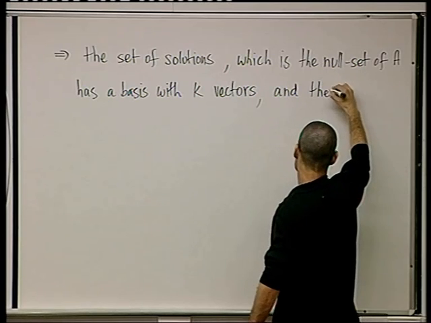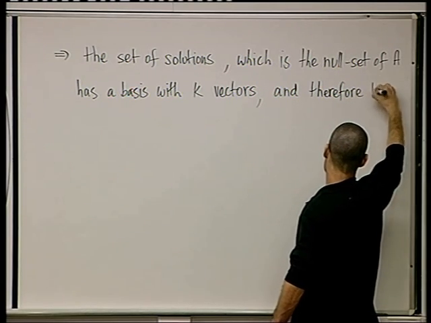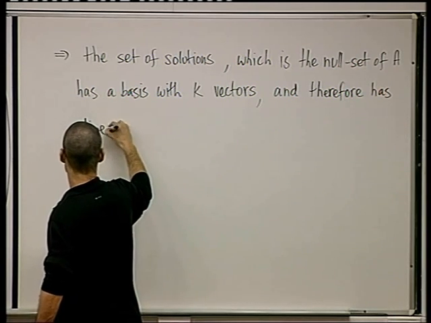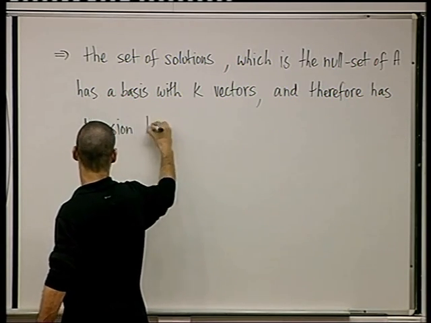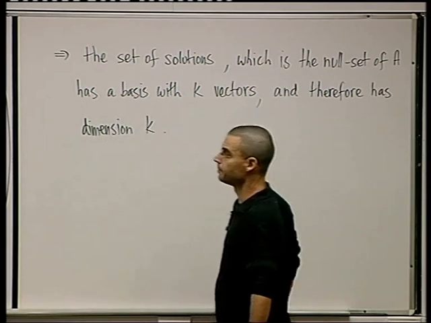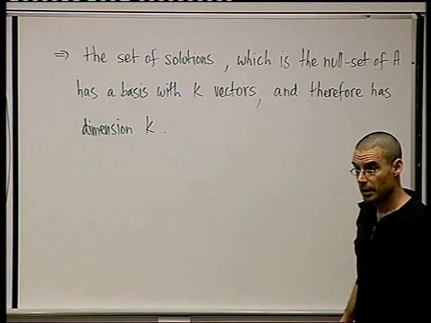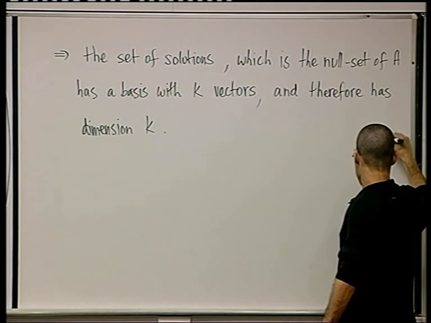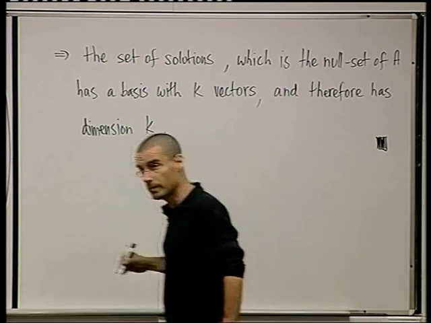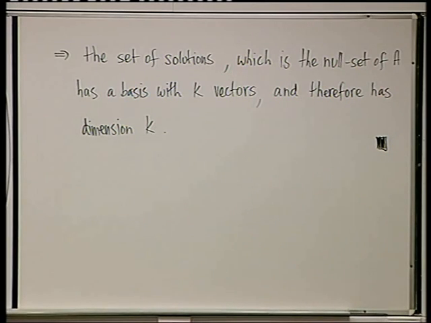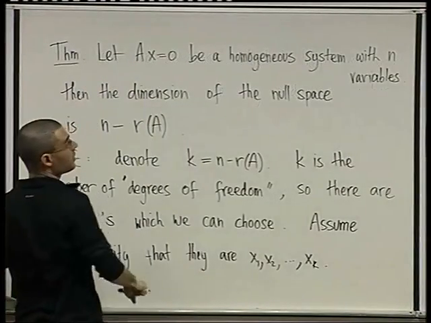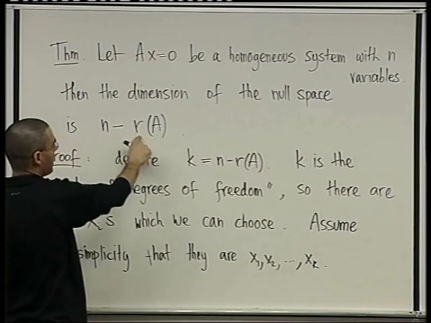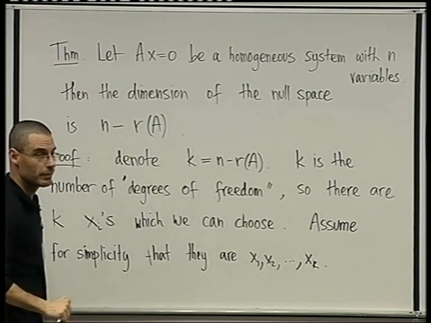and therefore has dimension k. Okay? And that's it. That completes the proof. Let's look back at the original theorem. The original theorem said, take a homogeneous system of equations, then the dimension of the null space is n minus the rank of A, which we called k. Good?